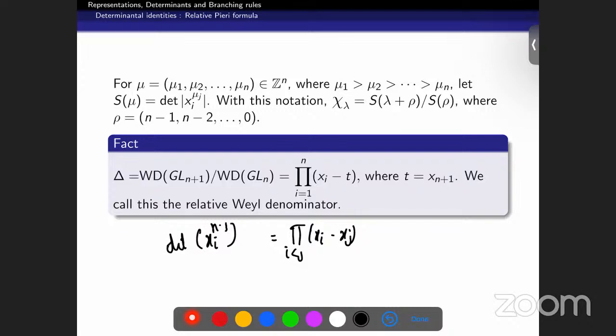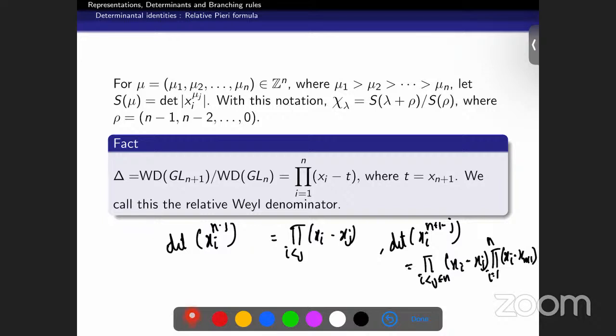So if I am to look at the Weil denominator for GL n plus 1, I can say that it is the determinant of xi power n plus 1 minus j, right? So I can write it as the product over i less than j less than or equal to n of xi minus xj, times the product over i equals 1 to n of xi minus xn plus 1, right? Here, this is nothing but the smaller Weil denominator. So if I look at this ratio, this part goes away. The only thing left is this, which exactly corresponds with this one.